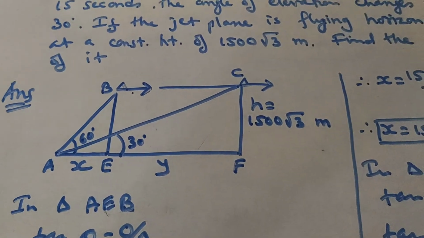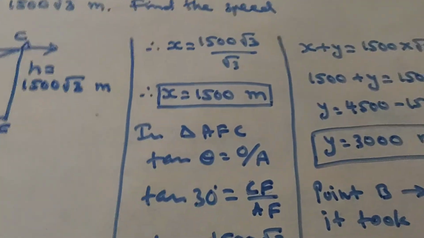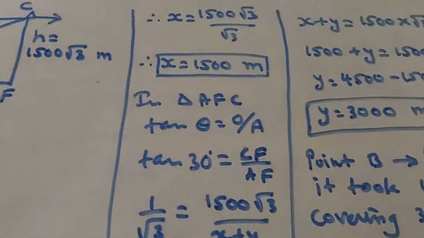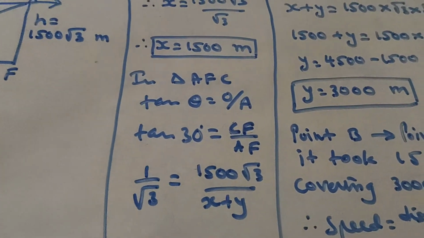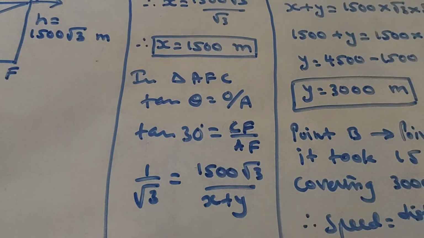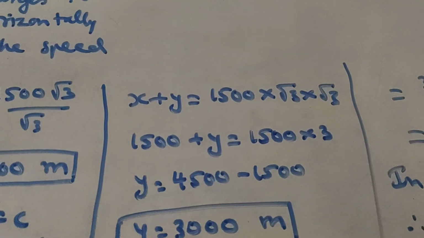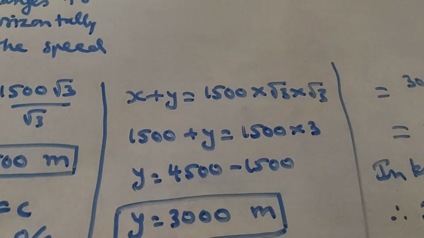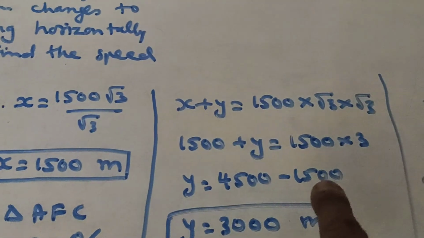Now we'll talk about the triangle AFC. So in AFC, the angle is 30 degree. So tan 30 is equal to CF upon AF. So CF is 1500 root 3 and AF is x plus y. Tan 30 is 1 upon root 3. So 1 upon root 3 is equal to 1500 root 3 upon x plus y. Root 3 goes and multiplies with 1500 root 3 and x plus y goes and multiplies with 1. So x plus y is equal to 1500 multiply root 3 multiply root 3. Root 3 times root 3 becomes 3. 3 multiplied by 1500 becomes 4500. This 1500 goes this side, so it becomes 3000 meters.